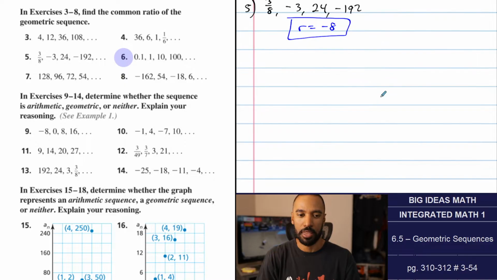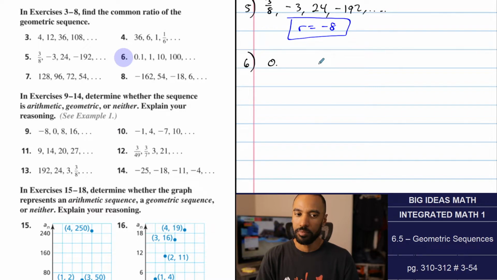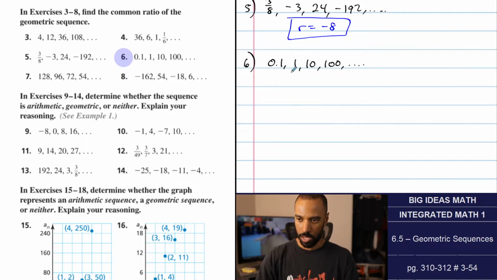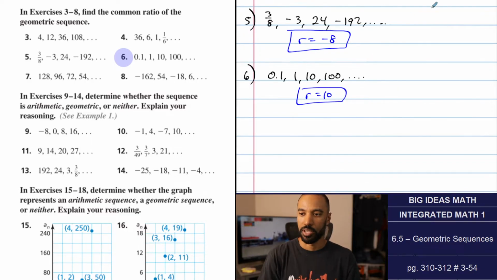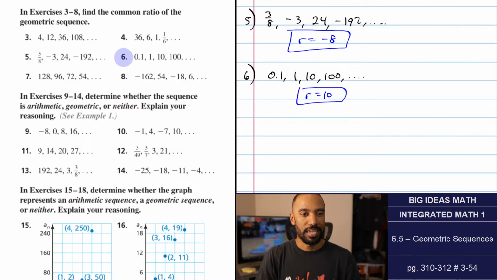Number 6 is the same kind of thing. Maybe you don't know 0.1 times what is 1. Or maybe you do. But in this case here, you can also go from 1 to 10 pretty easily, even 10 to 100 pretty easily. That's a common ratio of 10. It's getting bigger, multiplying by 10 on number 6. Number 7 is going down.